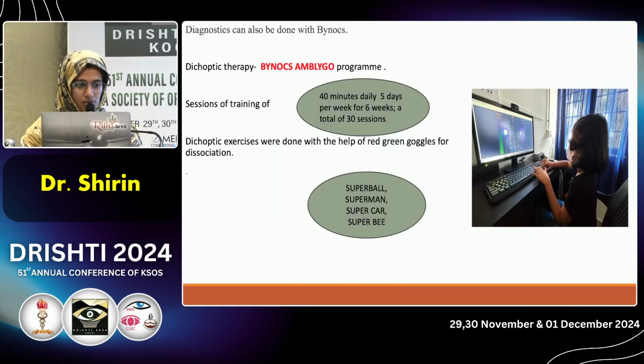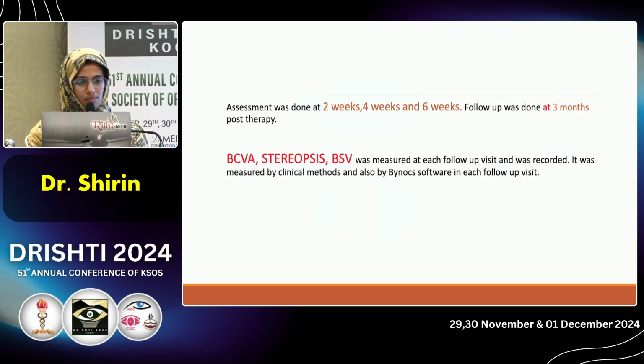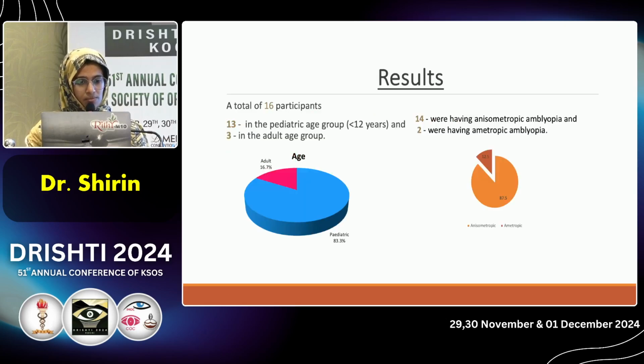Diagnostics can also be done with the Binocs software, and dichoptic therapy was done with the Binocs Amblygo program. We gave training sessions of 40 minutes daily, 5 days per week for 6 weeks, a total of 30 sessions. We used red-green goggles for dissociation, and the games given were Super Ball, Superman, Supercar and Super B. Assessment was done at 2 weeks, 4 weeks and 6 weeks after starting therapy, and a follow-up was done at 3 months post-therapy. BCVA, stereopsis and binocular single vision were recorded.